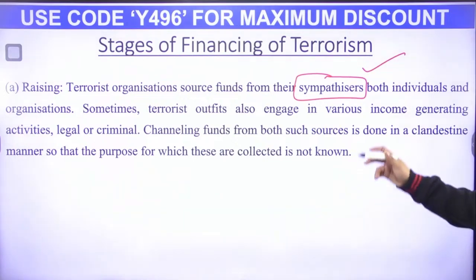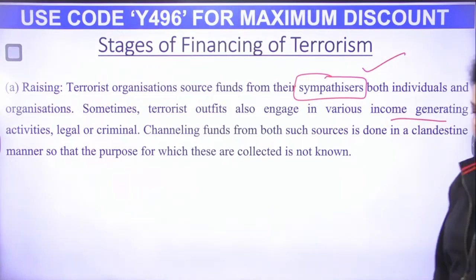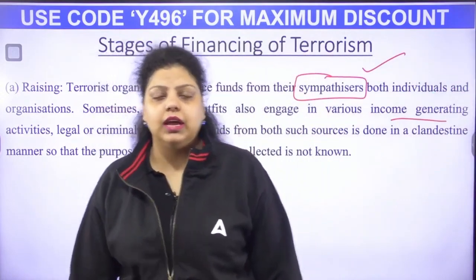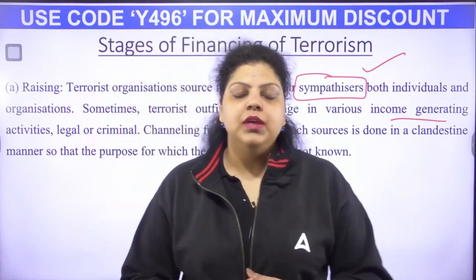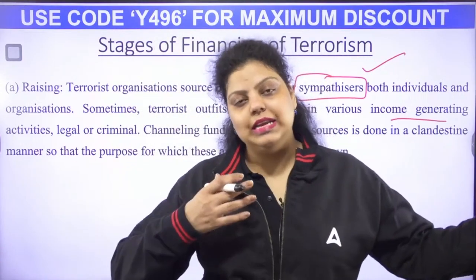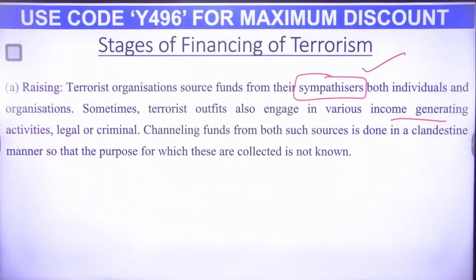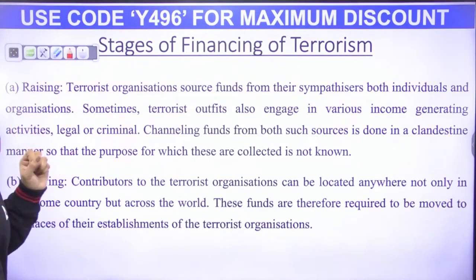Apart from that, they can also be engaged in income generating activities. It can be a legal or criminal activity. Maybe like in a lot of movies, we have seen that the terrorists are living in the country and doing a normal job like us. They are earning that money. So they can earn a legal source of income by working also. So that's what we are doing in the raising stage. You are collecting the capital, you are raising the fund that will be required for the terrorism activity.